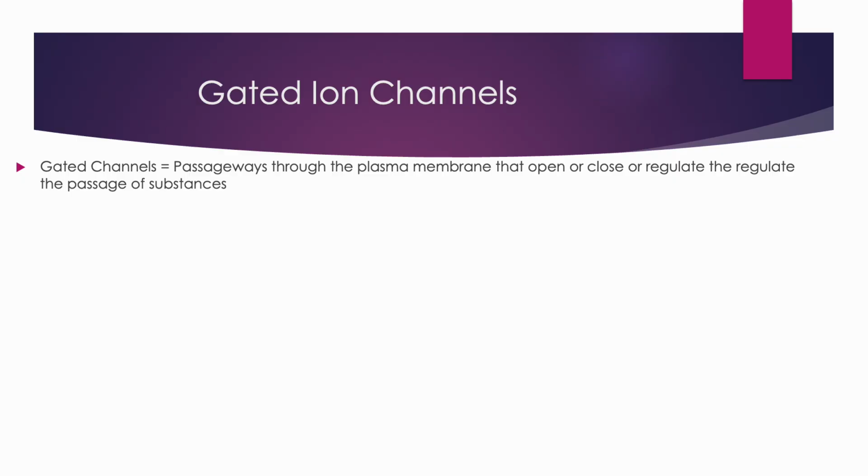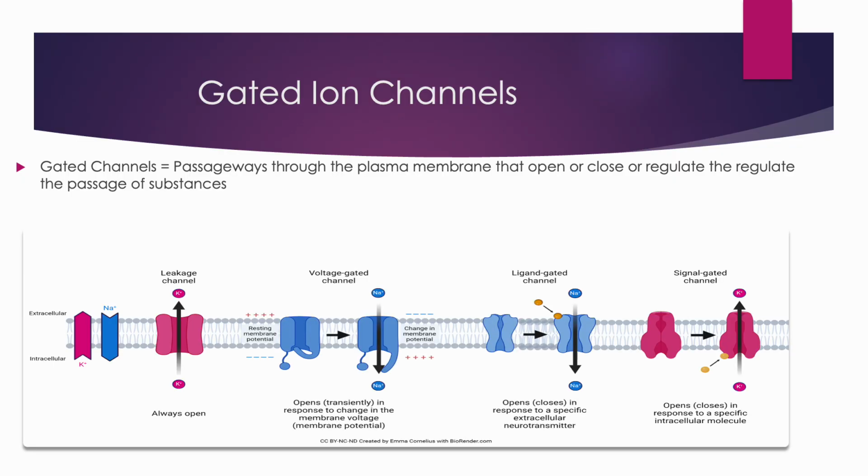Here we have a picture of the gated ion channels. Gated ion channels are passageways through the plasma membrane that either open or close to regulate the passage of substances. The first one that you see here is a leakage channel. It is always open and it remains open. We also have a chemically gated channel, which opens when a chemical like a neurotransmitter binds to it. These are found on the dendrites and the cell body.